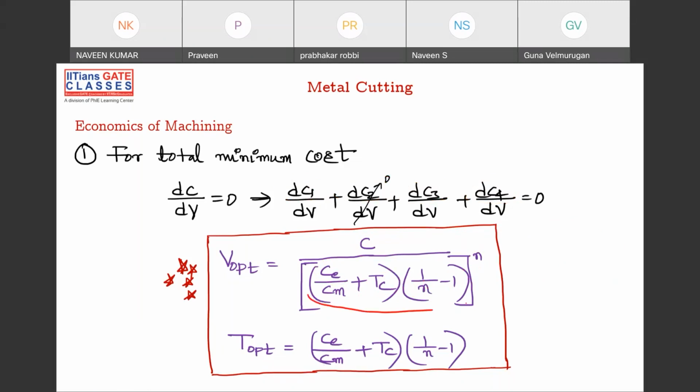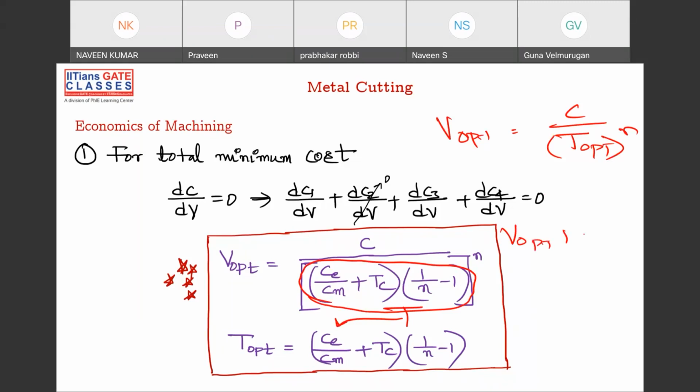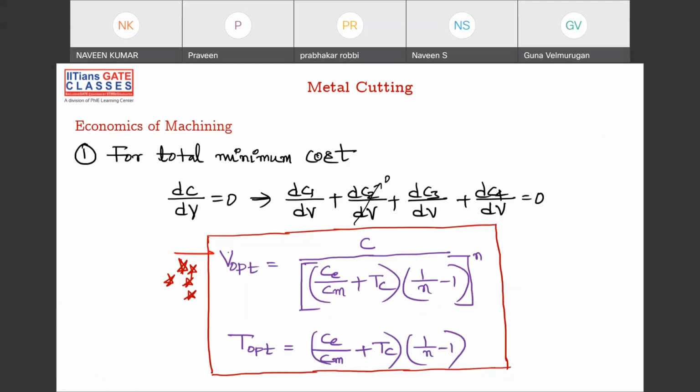And this is what T is, right? That is what this formula is. Of course, V optimum is equal to C by T optimum to the power of n. So V optimum times T optimum to the power of n is equal to a constant. What is T optimum? T optimum is the denominator itself, which I am writing there. So remember the top one, and this part inside the exponent. Fine. Let's proceed. This is for the total minimum cost.